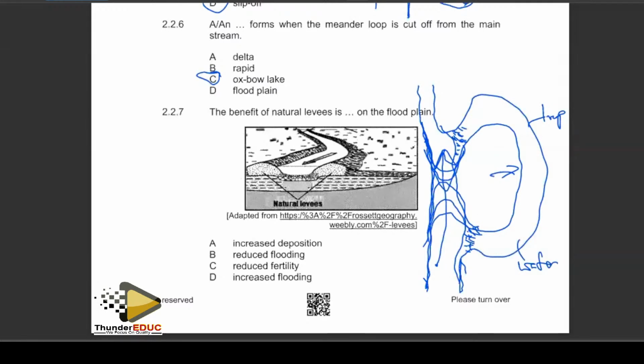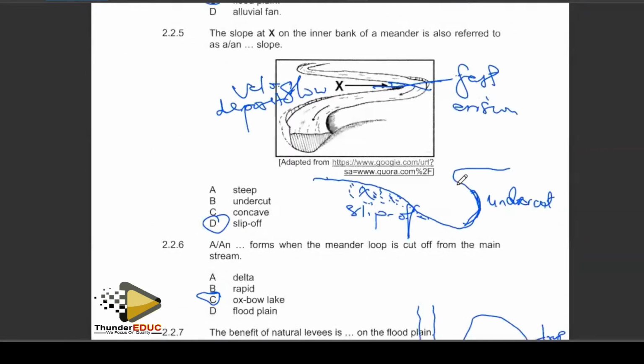Right, the benefit of natural levees is dash on the floodplain. Natural levees, these are the raised embankments on the sides of the river. How do they benefit the floodplain? They reduce flooding. Right, move on to the next question.